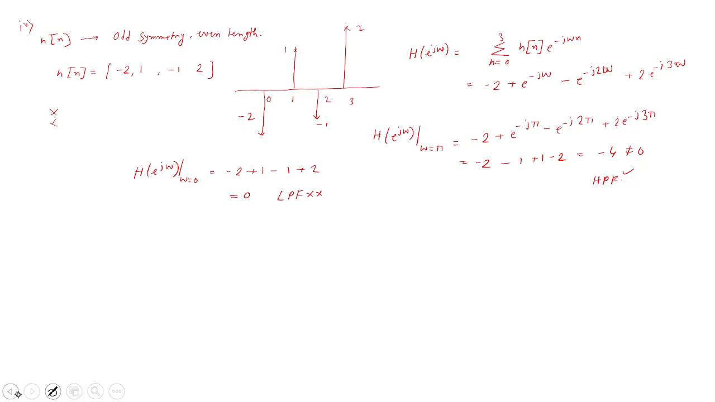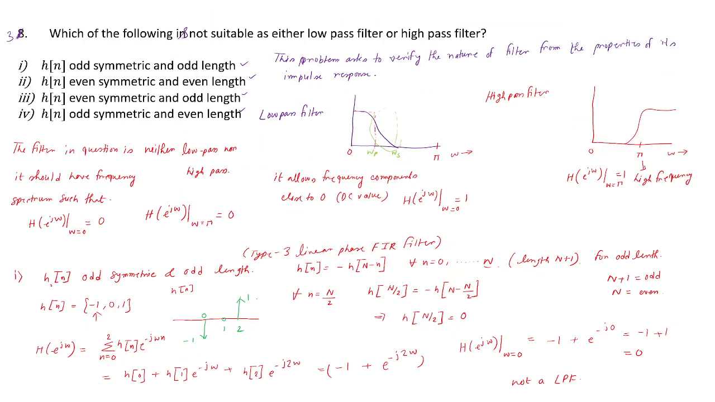So it turns out eventually the first case we have considered is the filter we need, and this corresponds to odd symmetry and odd length. Therefore the first option is the correct one.